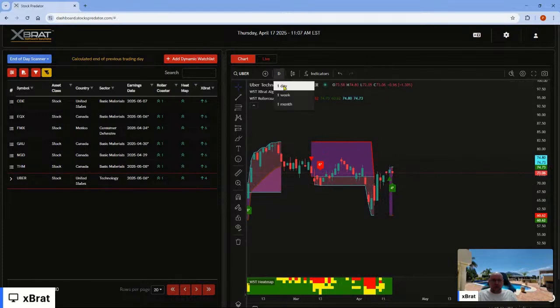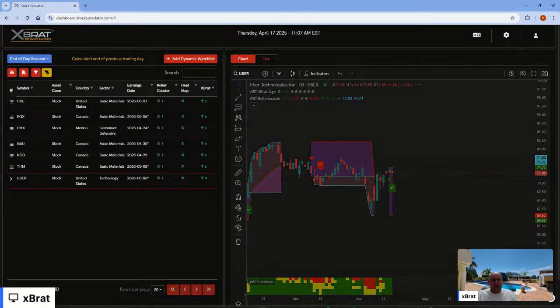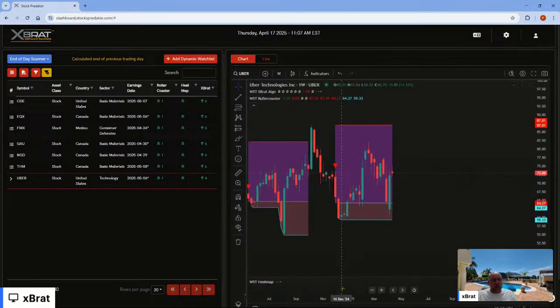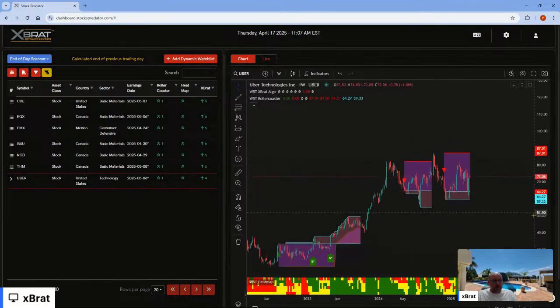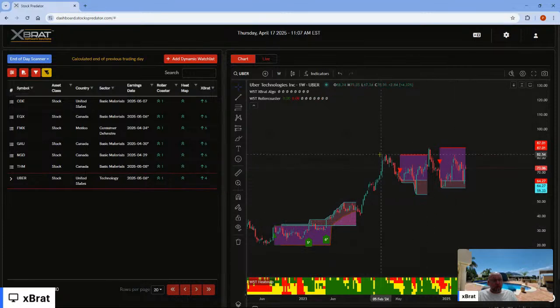But now if we change that to 1 week, we can start to put what I call operational landscapes on the chart to understand a wider view of where we are and where there's going to be trouble ahead, if you like.